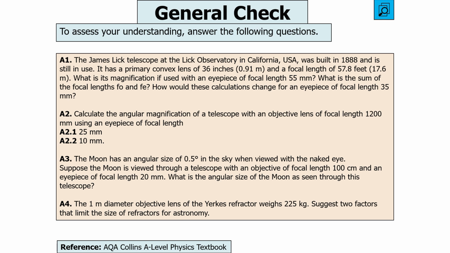Calculate the angular magnification of a telescope with an objective lens of focal length 1200 millimeters using an eyepiece of focal length 25 millimeters and 10 millimeters. Then the moon has an angular size of 0.5 degrees in the sky when viewed with the naked eye. Suppose the moon is viewed through a telescope with an objective focal length of 100 centimeters and an eyepiece of focal length 200 millimeters. What is the angular size of the moon as seen through this telescope? And the 1 meter diameter objective lens of the Yerkes refractor weighs 225 kilograms. Suggest two factors that limit the size of refractors for astronomy. So pause the video now, then unpause the video when you want to go through your answer.